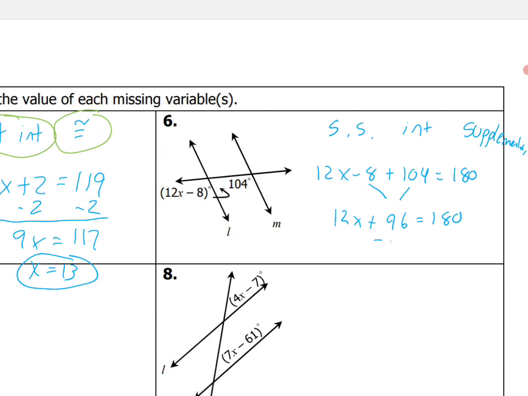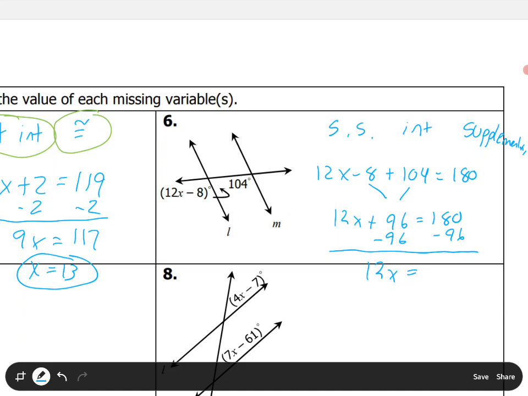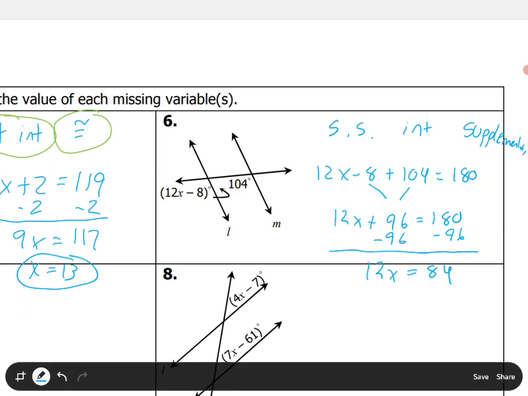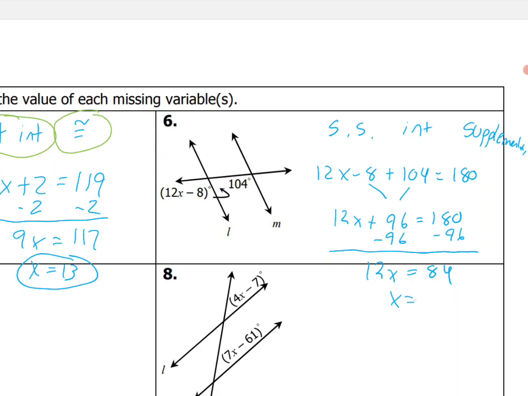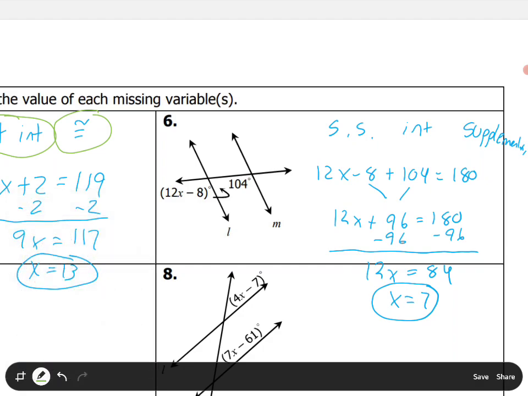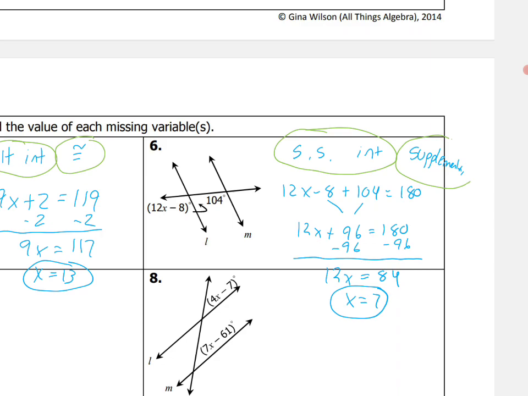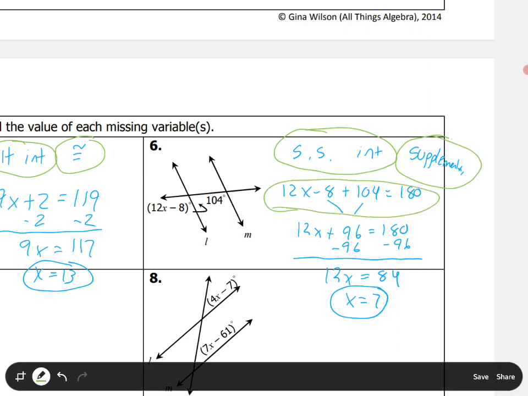Now again, I want to get that variable by itself. So I got to move this 96 over. I'm going to do it with subtraction. And I'm going to get 12x equals 84. And the last thing we want to do is divide both sides by 12, and we'll get x equals 7. All right, so again, just to kind of hammer it home, what we need to do is figure out the angle pair, figure out the relationship, and that's going to help us set up our equation. After that, it's just a little bit of algebra.